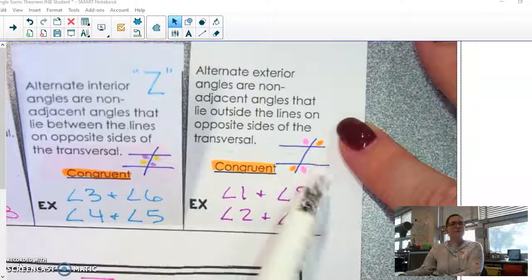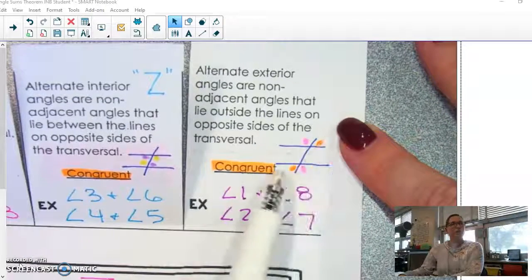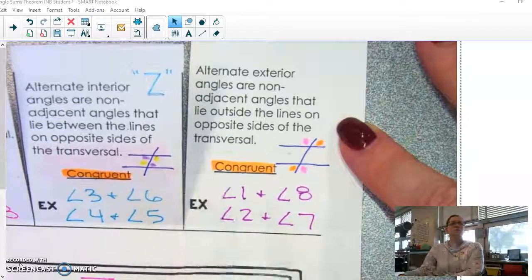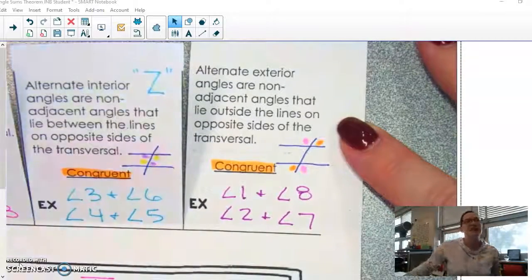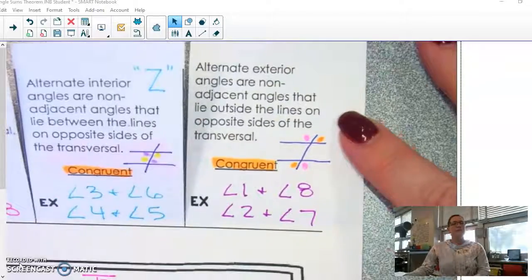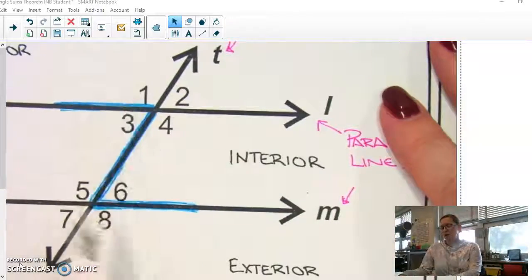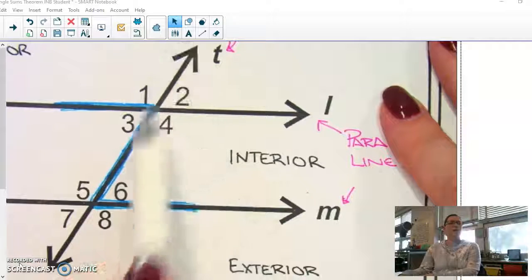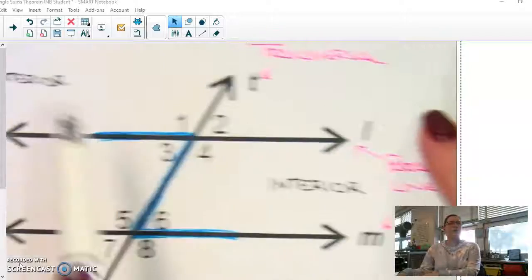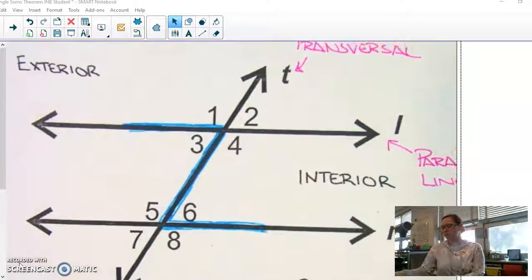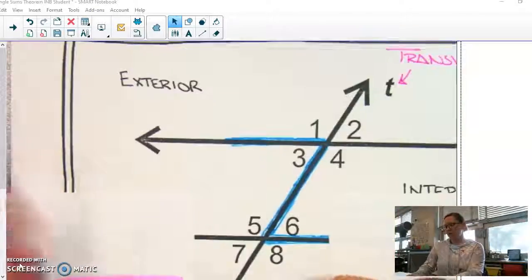Alternate exterior angles are on opposite sides of the transversal, on the outsides. These would be considered congruent, which means they'd be the same angle measure: angles 1 and 8, and 2 and 7. So here you go, 1 and 8 and 2 and 7. You can see how they're on opposite sides of that transversal line and they're on the exterior parts.